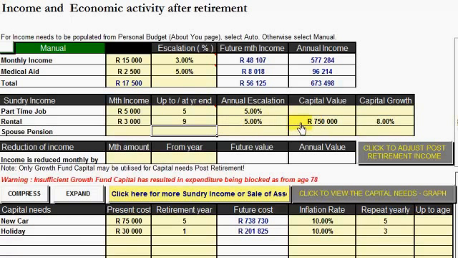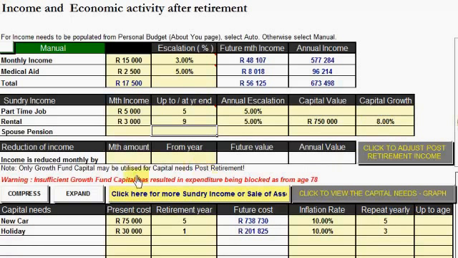The current cash value of the property in today's money is 750,000 Rand, and that's expected to grow at 8% per annum. What the calculation then does is, in his retirement year 9, it will sell this property for whatever the value is, 750,000 Rand compounded over 29 years at 8% per annum.